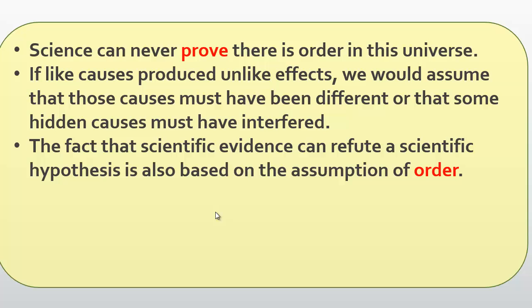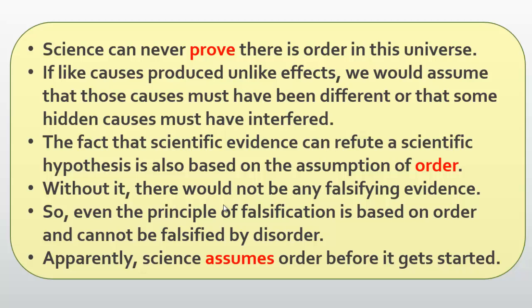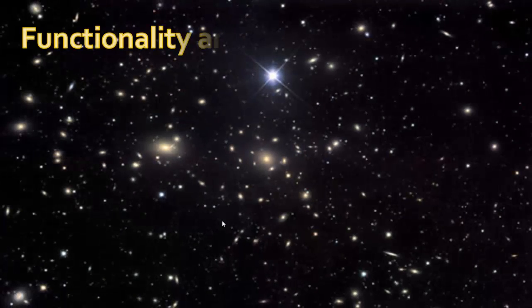So falsification is based on the assumption of order. If there were no order, there could not be any falsifying evidence. Apparently science assumes order. It is not an outcome of science, but before it gets started, it needs to assume it. How do we know all of this? As Albert Einstein said, surely one should expect the world to be chaotic, not to be grasped by thought in any way. Instead, we assume that there is order. Isn't that a weird assumption?